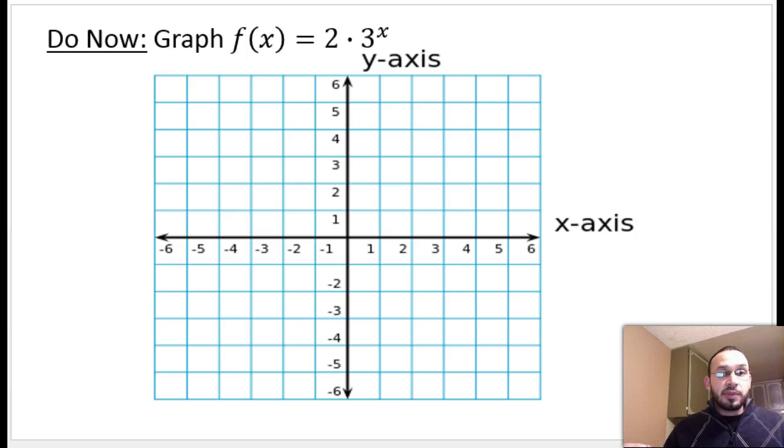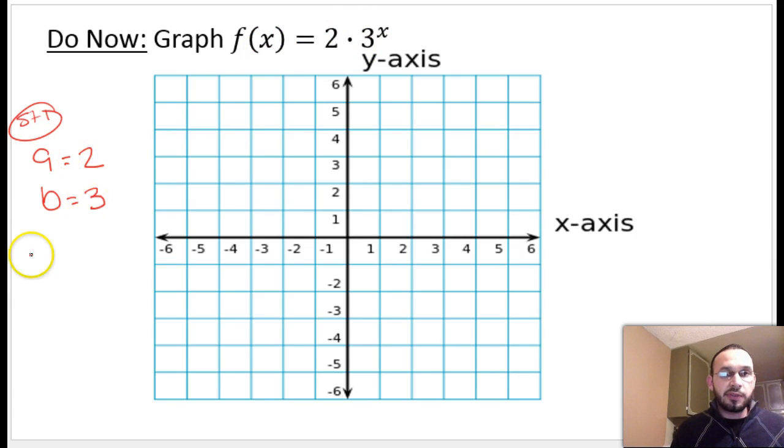We're going to start the lesson with a quick do now, or a warm-up. This do now simply asks us to graph an exponential growth function, also known as a power function. We covered 4 steps to graphing these. Step number 1 was to find all the values of variables given. In this case, we just have an a and a b. A is equal to 2 and b is equal to 3.